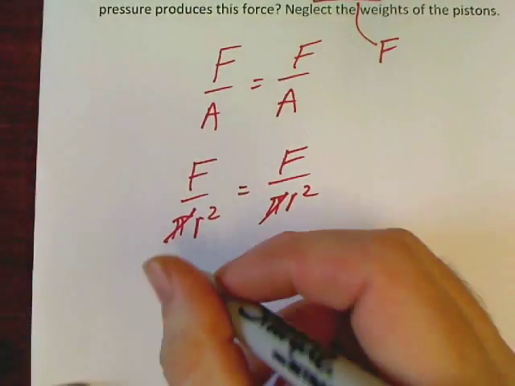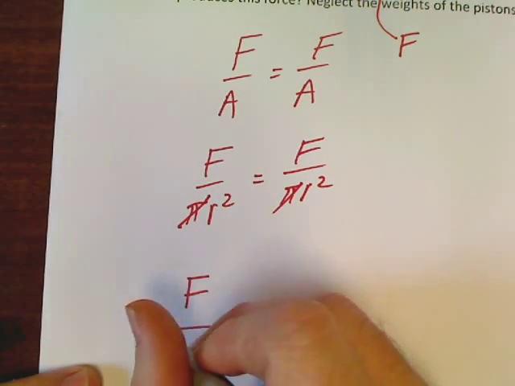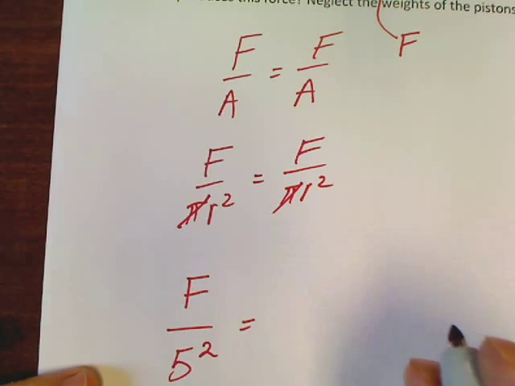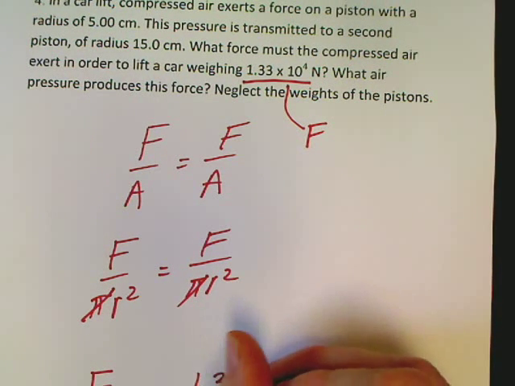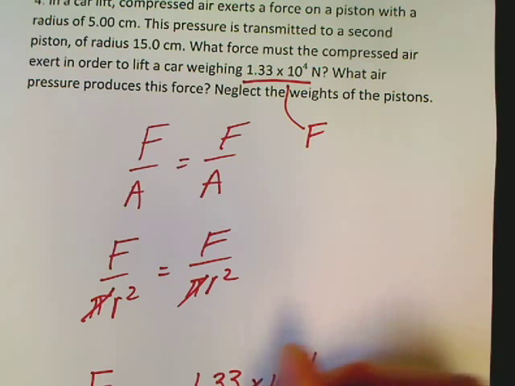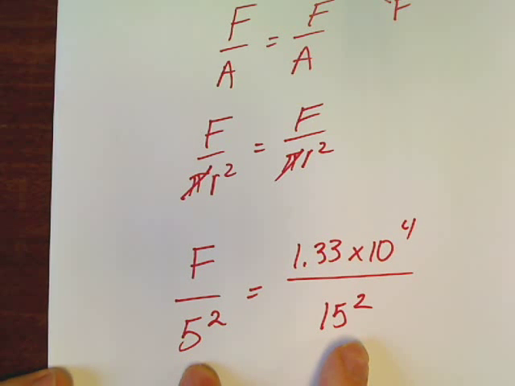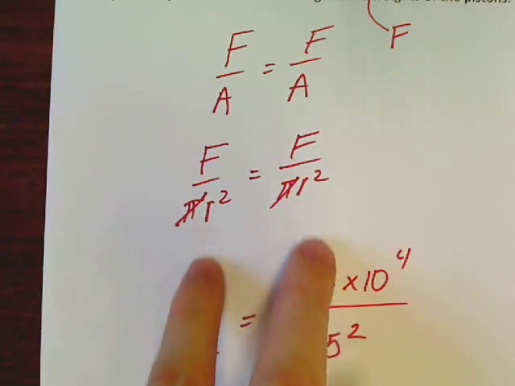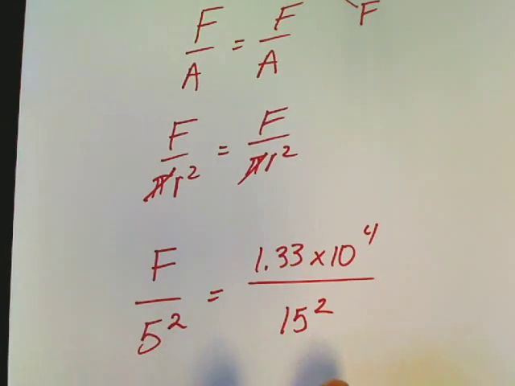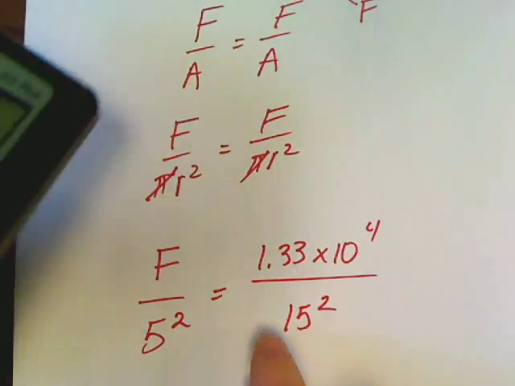Now I want you to notice something. F over 5 squared equals 1.33 times 10 to the 4 over 15 squared. I never even changed out of centimeters. Oh no, that's horrible. No, it's a proportion, so my units didn't matter. And if I want the answer, all I've got to do is cross multiply and divide.